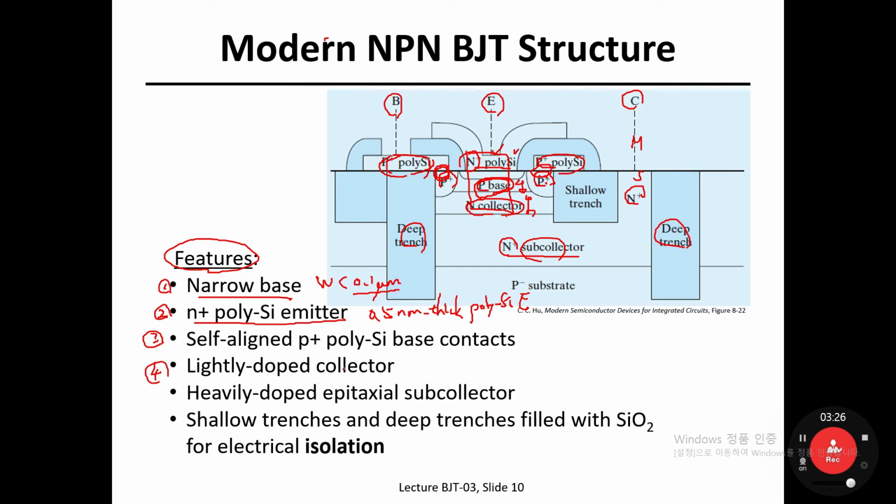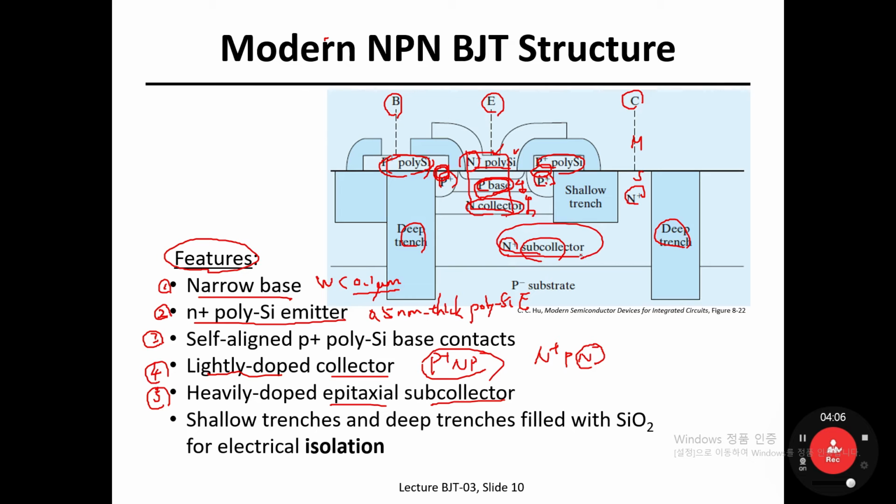Number four is that the collector side should be lightly doped. When we discussed the PNP BJT device, P plus, N, P minus was our optimal doping concentration profile. Similarly, in the NPN BJT device, definitely N plus, P, N minus. So the collector side should be lightly doped to boost up the device performance: emitter efficiency, DC beta, alpha T value, and so on.